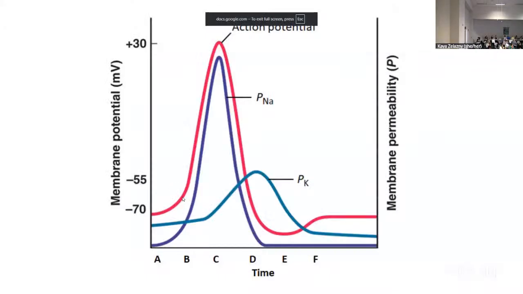Right, so from B to C, we're looking at basically from right about the time we hit this threshold membrane potential to C, the time when we spike up to +30. Right, so the red line is our membrane potential, so the actual change in charge in the cell. These two blue lines of different hues are our permeability to sodium and then our permeability to potassium. So how much sodium is able to move versus how much potassium is able to move.